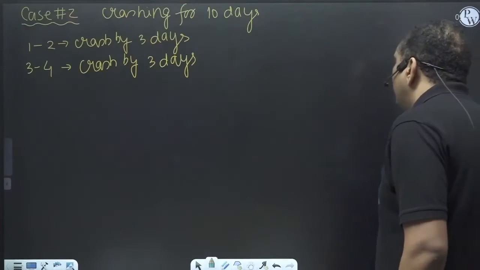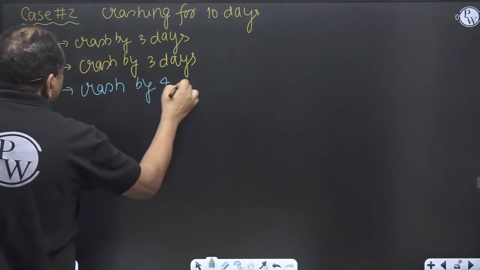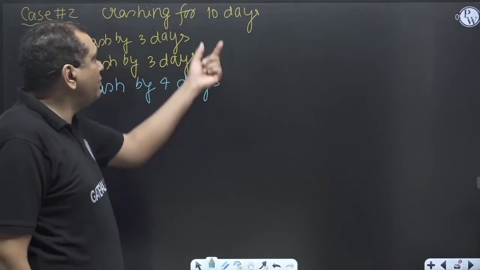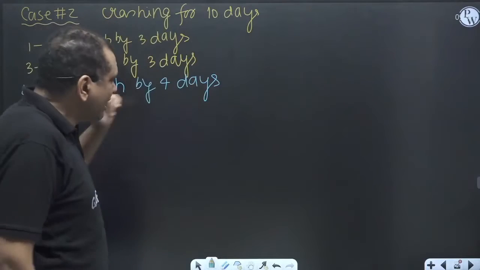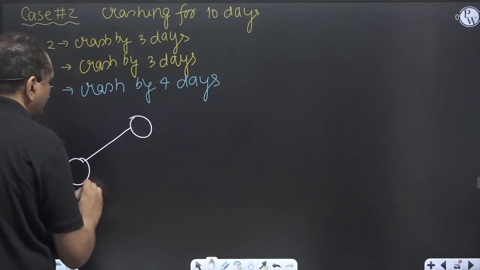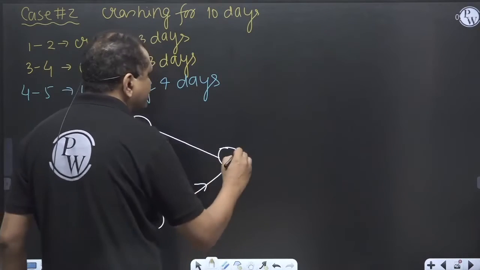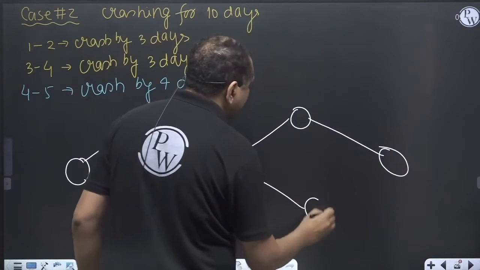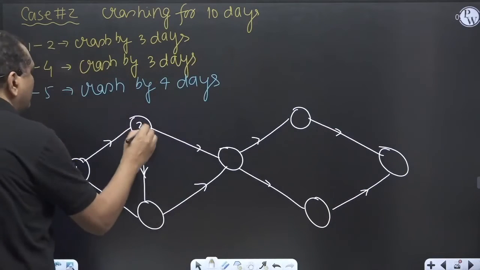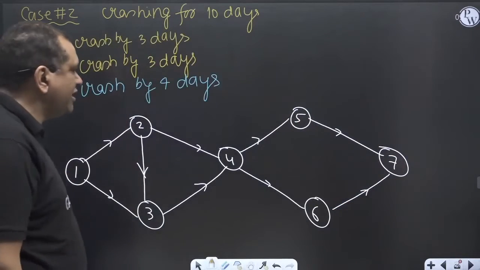So activity 4 to 5, I will crash by 4 days, because maximum it can be crashed by 5 days. But my duration has to decrease by 10 days. So now again construct the precedence diagram. Now write the times after crashing. After the second crashing, write the time.